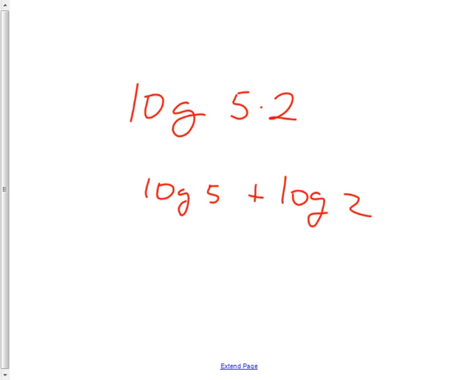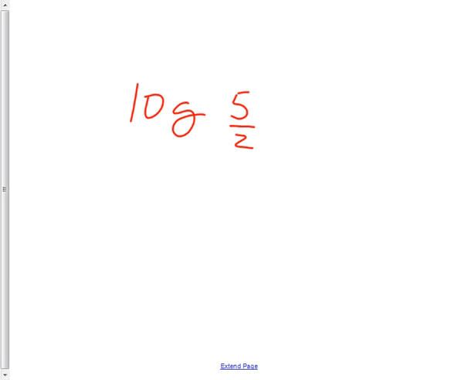Anybody want to take a wild guess what happens if I have log of 5 over 2? And yes, it'd be the same as log of 2.5, but that's not what I'm trying to say. Who said to subtract? You're right. That means log 5 minus log 2. You'll get the exact same answer as if you do log of 2.5.